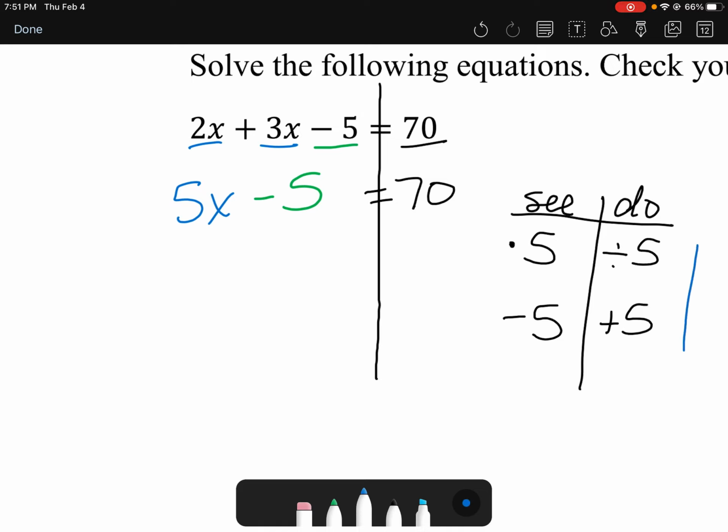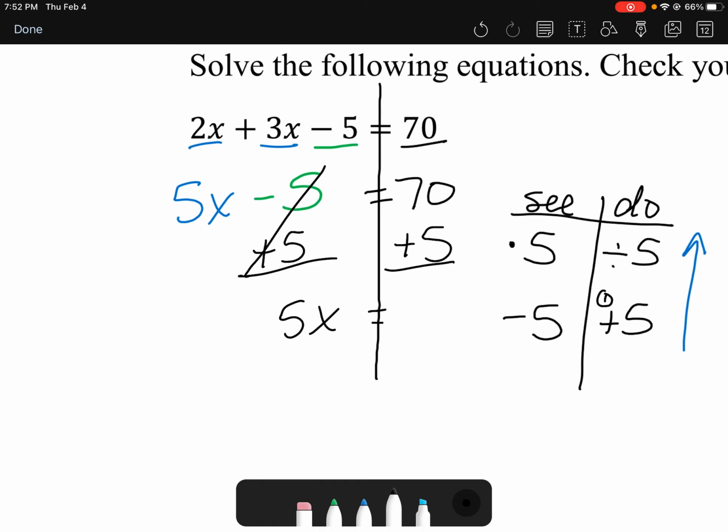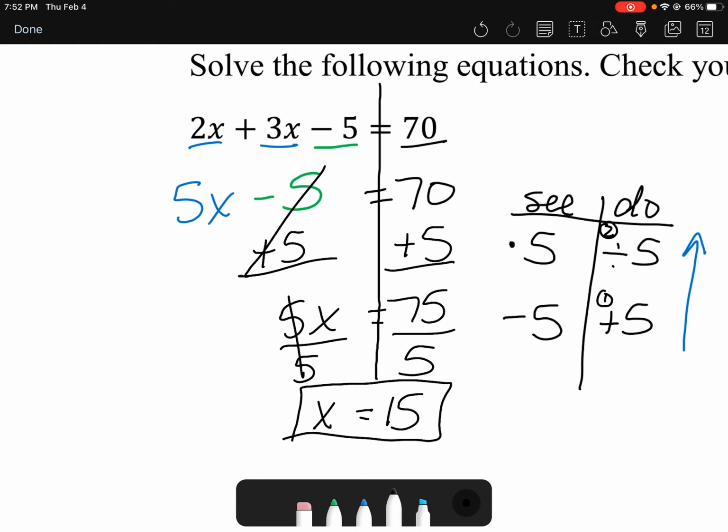And again, when we're solving, we're going to go up this way. So my first step says I need to add 5 to both sides. Plus 5, and all that does is just cancel this side out, giving me 5x is equal to 70 plus 5, or 75. Second step says I need to divide by 5. So both sides, I'm going to divide by 5. It's going to cancel that out. X is equal to 75 divided by 5, or 15. My final answer.